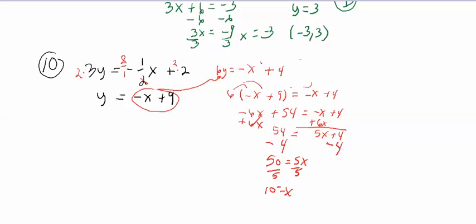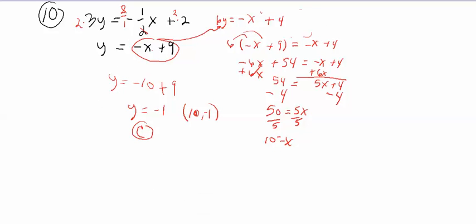Take that 10 and I'm going to plug it into right here. So I've got y is equal to negative 10 plus 9. Y is equal to negative 1. So my ordered pair is 10, comma, negative 1. And I look at my answer choices for number 10, and I have 10, comma, negative 1, letter C. Okay, we're almost done. We got 5 more to go, so it's going pretty fast.